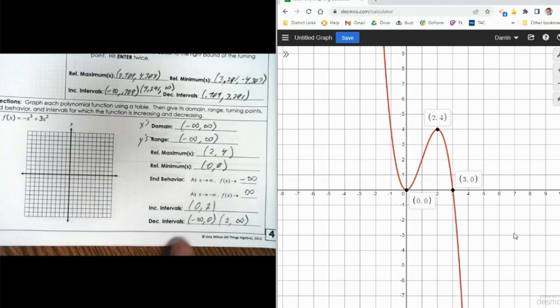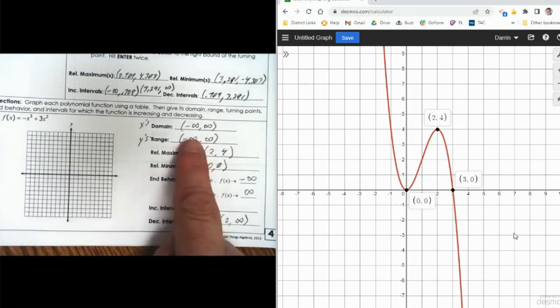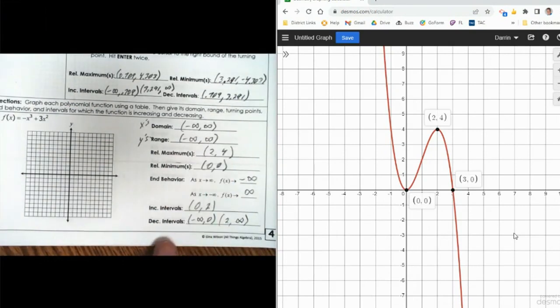So this should cover all of our x's. Our x's go from negative infinity to infinity. So from negative infinity to 0, it's decreasing. Then from 0 to 2, it's increasing. And then from 2 on to infinity, it's decreasing again. So that covers all of the x's.